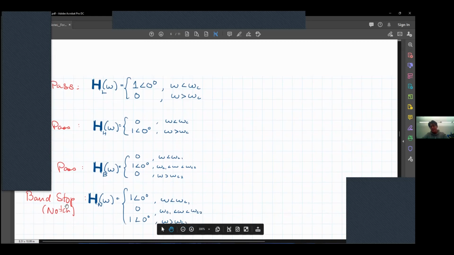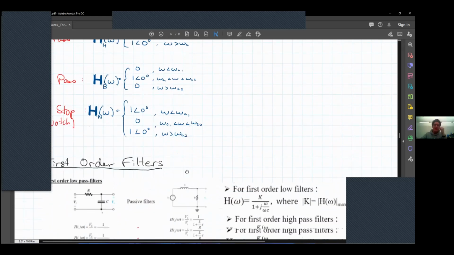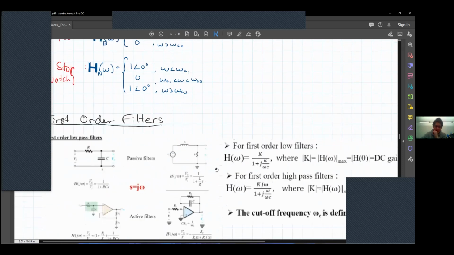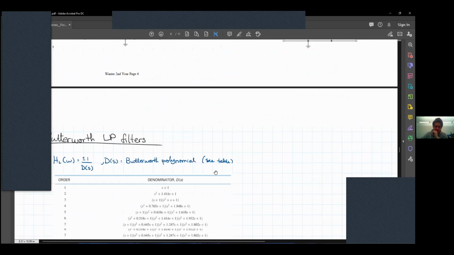Or we have a band stop filter or a notch filter, in which we are cutting out a specific section of the wave. Let me quickly check if I have a graph of them, and if not, I can draw one out quickly. Okay, so I'll draw one out quickly.